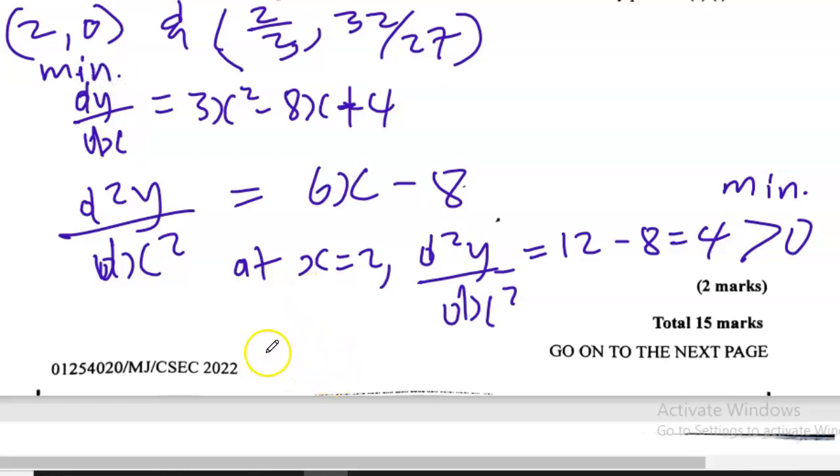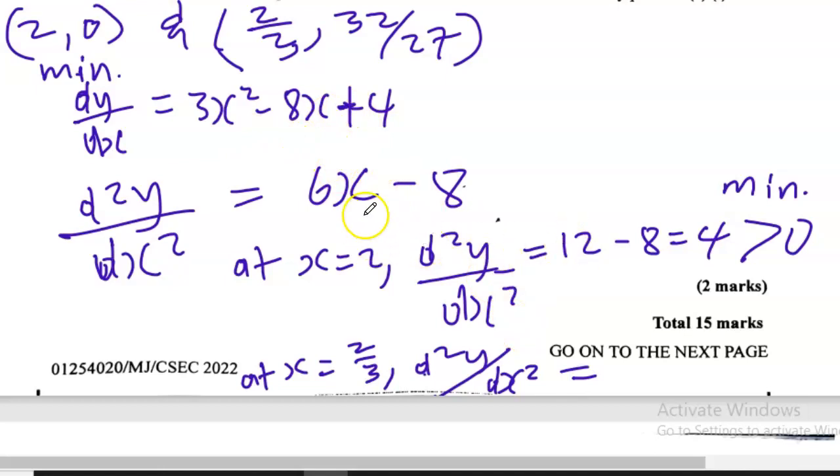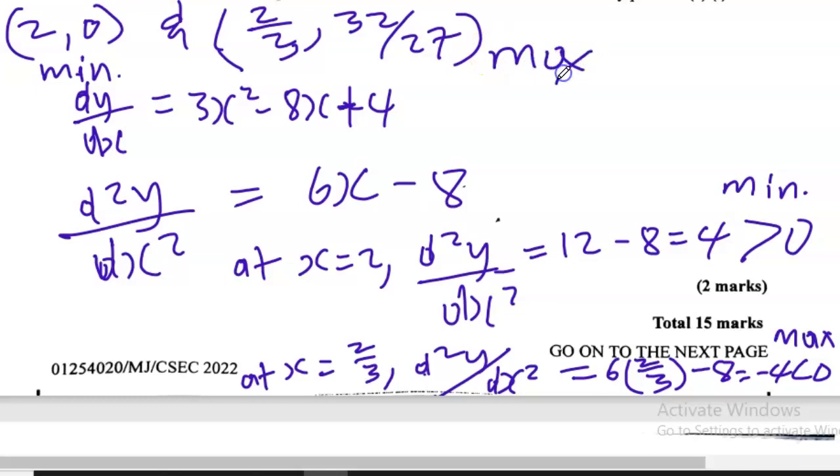Alright, at x equal to 2/3, so we're testing the other point. At x equal to 2/3, the second derivative d2y by dx squared is equal to 6 times 2/3 minus 8. So 6 times 2/3, that's 4. 4 minus 8, that's negative 4, which is less than 0, which means it's a maximum. So when the second derivative is less than 0, the turning point is a maximum. So the point 2, 0 is a minimum, and the other point, 2/3, 32 over 27, is a maximum.